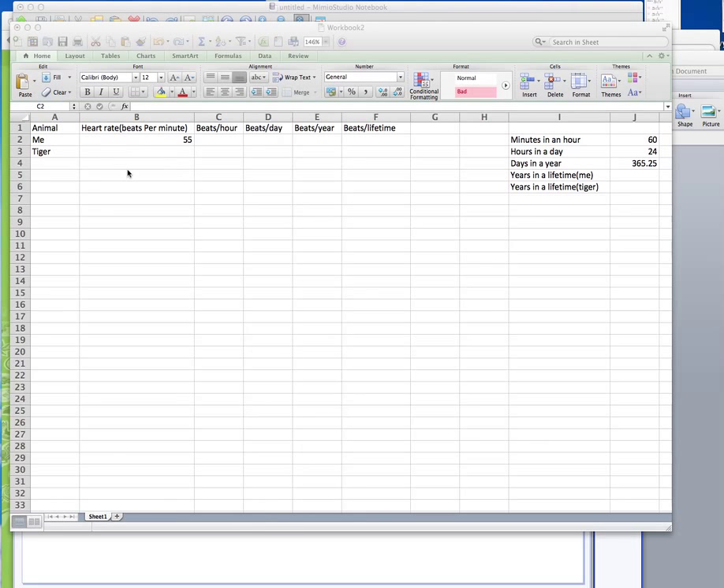This is for the heart rate activity. I just finished taking my heart rate, and it's 55 beats per minute. And I want to calculate how many beats per hour, how many beats per day, how many beats per year, and how many beats my heart will beat in a lifetime.